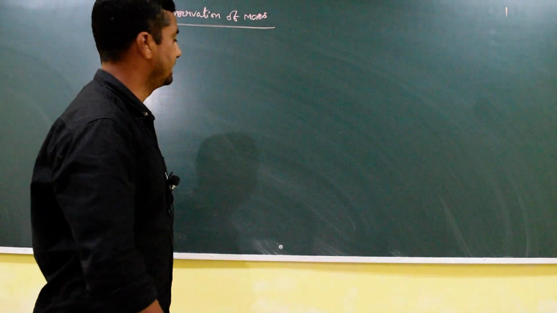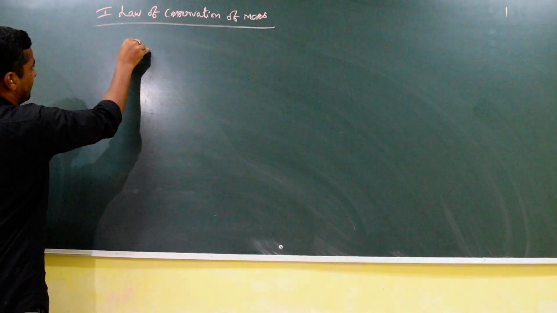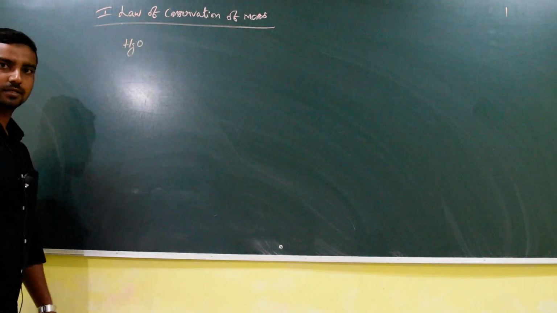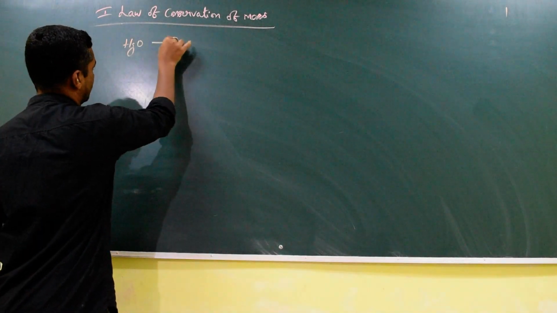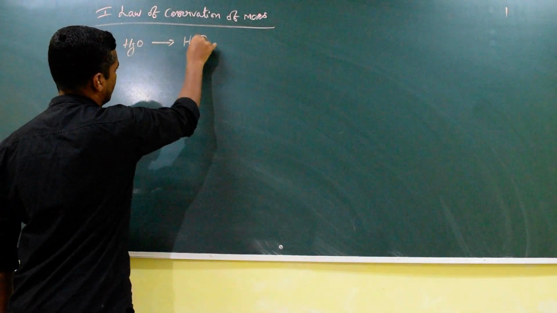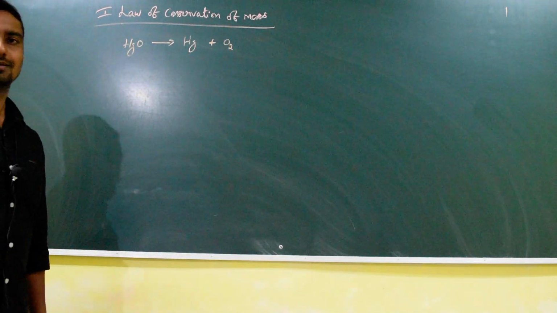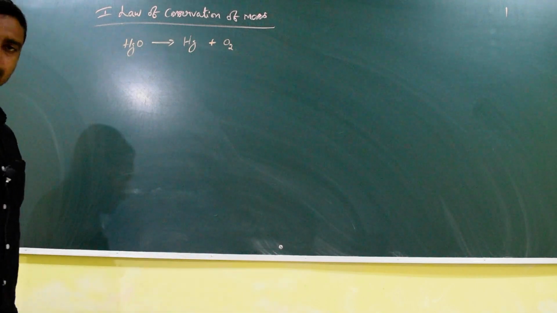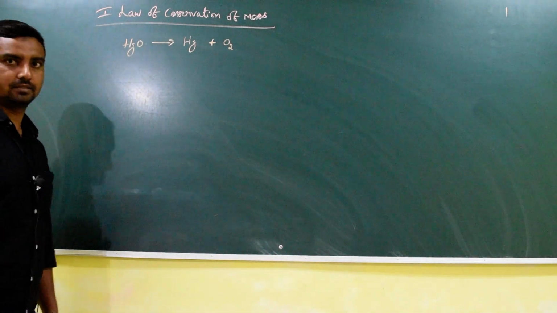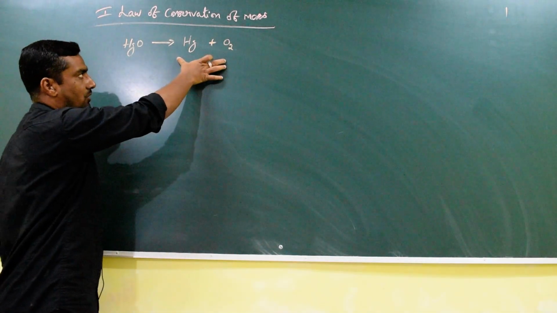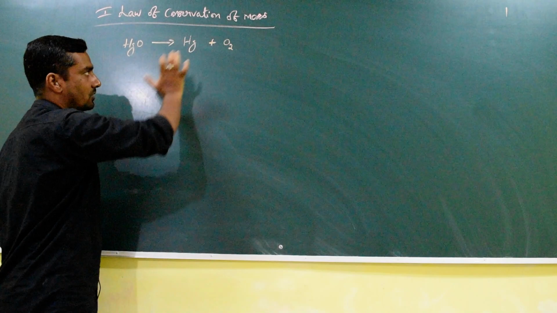Before explaining the law, I will give one example. This is HgO, mercuric oxide. This mercuric oxide will be decomposed to give mercury plus oxygen. Still this is not balanced, so we have to balance the reaction. The arrow mark, this side we call the product and this side we call the reactant.